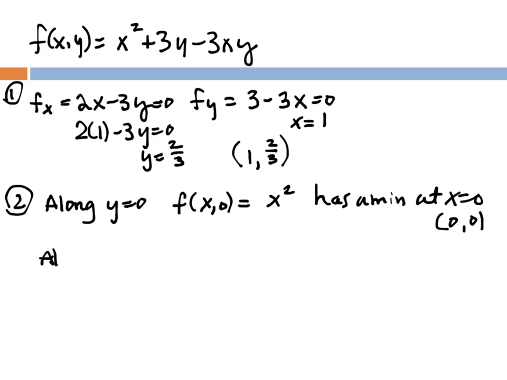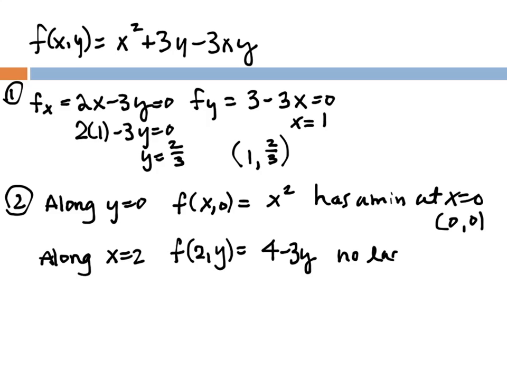Another equation. Let's go along the line x equals 2. I'm going to plug 2 in for x into my function. So if I take my function and plug in 2 for x, what do I get? 4 minus 3y is correct. What is that an equation of? A line. What do you know about lines? They don't have extremes. There's no extreme value on there, right? There's no possible local extrema. So this one has no local extrema.